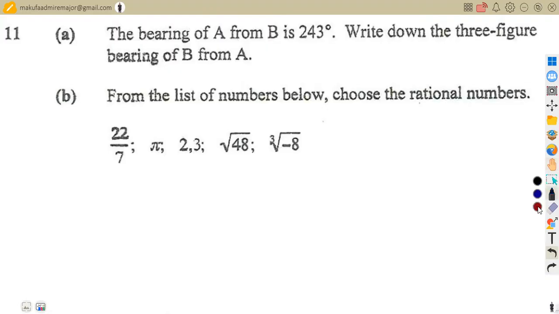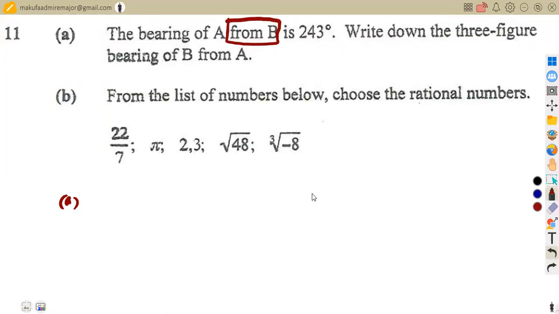What is it that we are given here? All right, that's 11A. We are given that the bearing of A from B is 243. Write down the 3-figure bearing of B from A. So we have to first indicate the one that we are given: A as it is taken from, that is the most important part, from B. We are taking A from B.